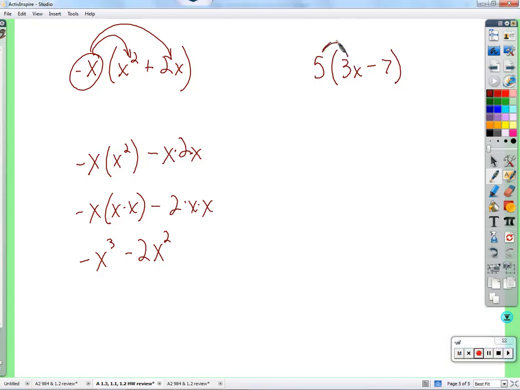And what is x times x? What's the short way to write that? X to the second. So we got the minus 2 times x times itself.